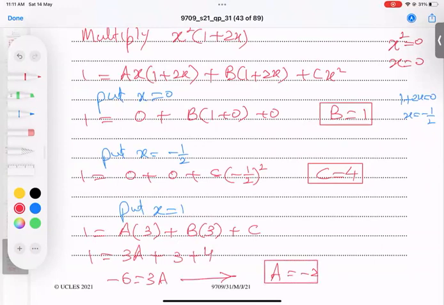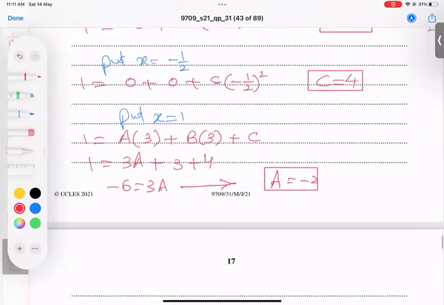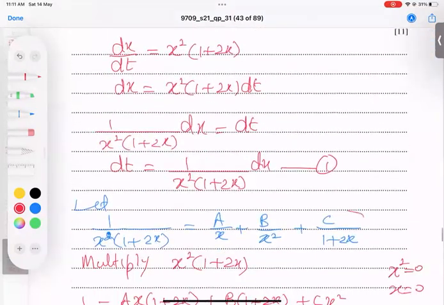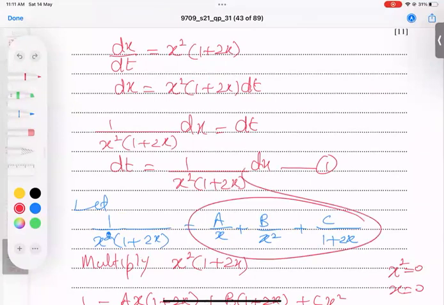So A is -2, C is 4, and B is 1. Alhamdulillahi Rabbil Alameen. I put these values back here and plug in, because this matches. It matches, so I will plug in this value here. Left hand side dt, right hand side we have this fraction and then dx. So let's start.